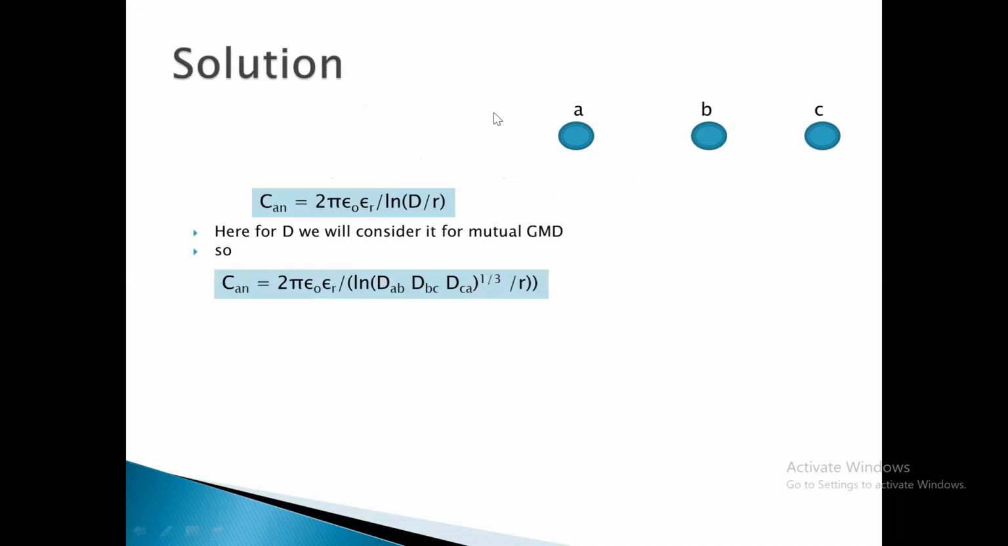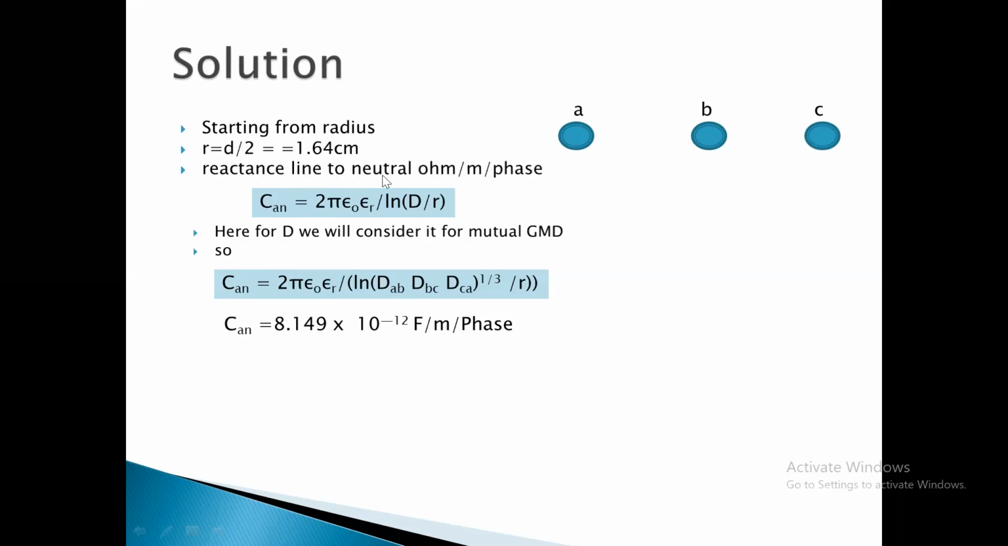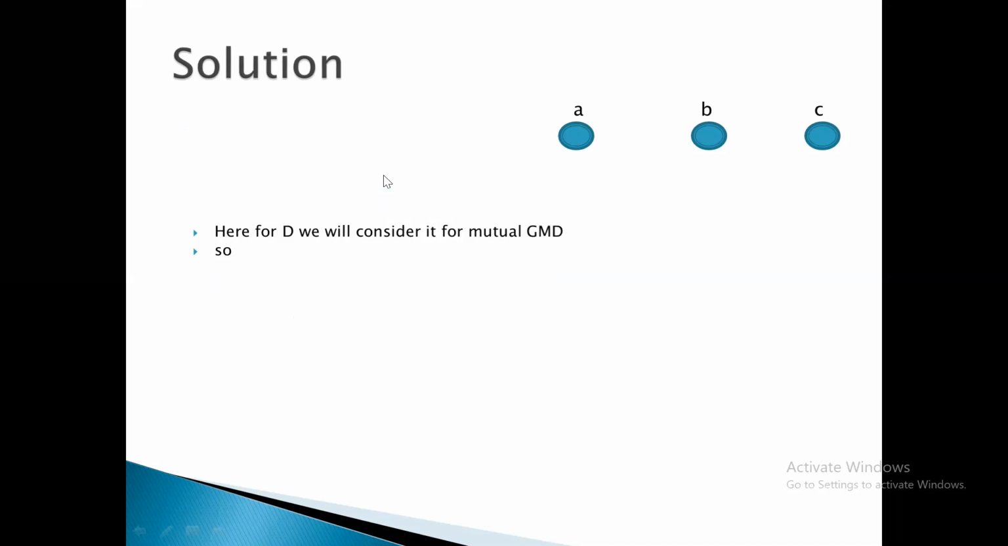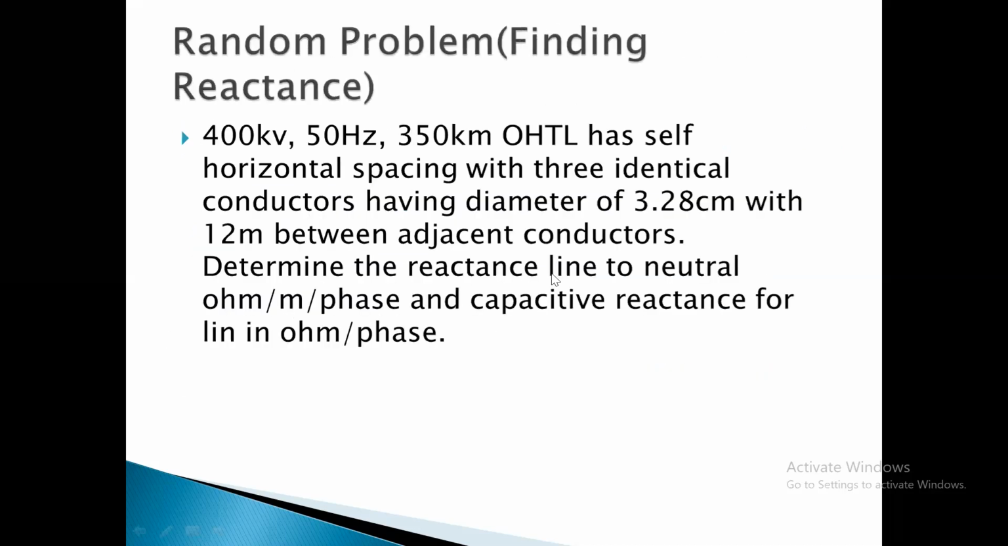From the start, don't look over here because it is just starting from the radius. Radius is diameter divided by 2, so I will get the radius of the line as 1.64 centimeter. There is nothing like effective radius here, so it is easier than inductance. Capacitance is easier than inductance. So reactance line to neutral. What we have to find is the capacitive reactance, not the total reactance. We have to find the capacitive reactance line to neutral.